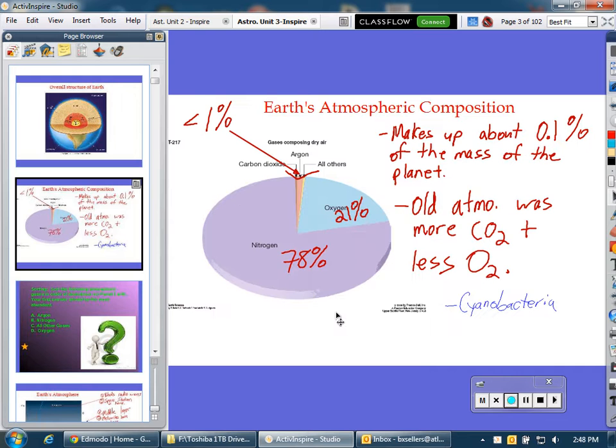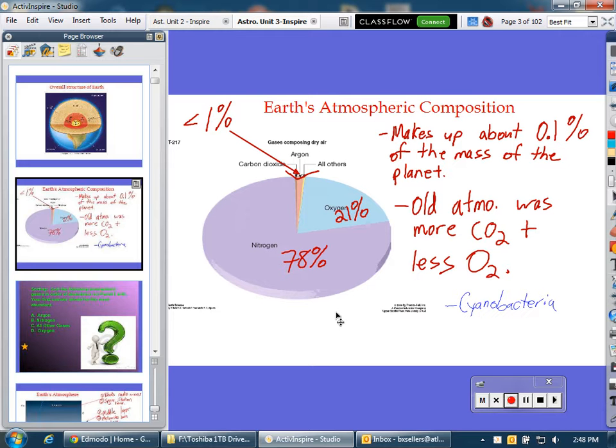This is the Earth's atmospheric composition, more or less, at the current moment. The mass of the atmosphere is very, very small, right? 0.1% of the mass of the entire planet. It's gas, obviously. I mean, it does have mass, but it's very low density, of course.